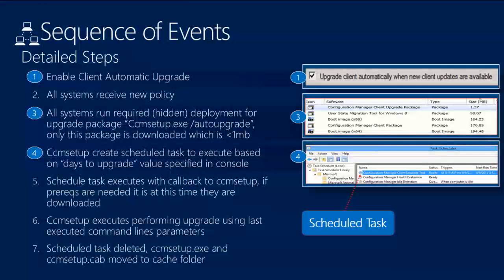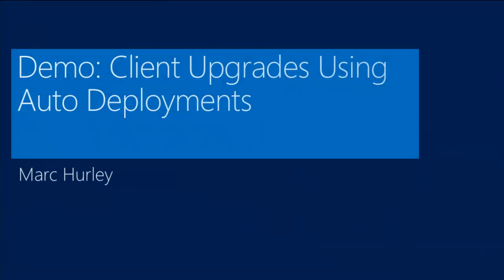Will it be the same for R2? It will be the same, yes. If anything, we don't know yet because we just got the first build this week, but there may be additional cool features that are added. But right now, the expectation is the auto upgrade will work the exact same way. So if you're going straight from 2012 RTM and waiting for R2, you'll still be able to take advantage of the same behavior. Once the scheduled task runs, it just kicks back CCM setup, makes sure that the client's up to date, and if it is, puts the cab file into the cache folder, deletes the scheduled task, and you're done. You're up to date.